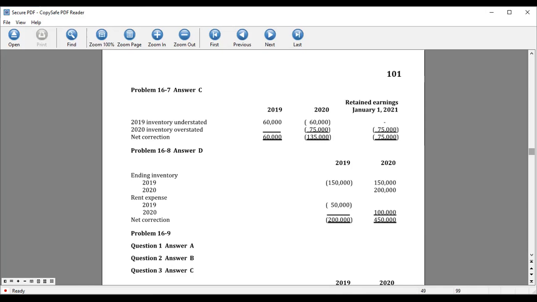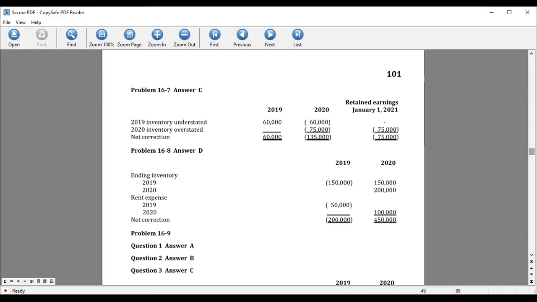Then in 2020, the inventory is overstated, so we have to deduct the overstatement. In 2020, retained earnings will be understated. So the net correction is 75,000. That's problem number 7. Net correction is 75,000 overstated, so we have to deduct.